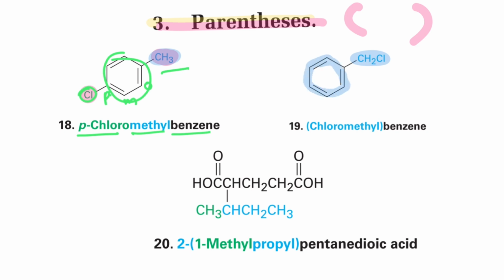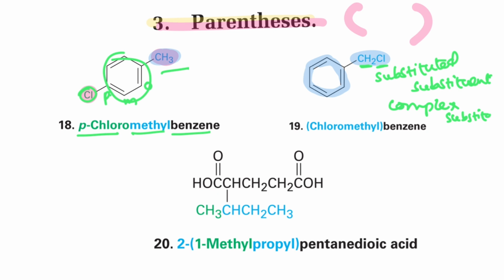Now, next compound we have, this is one substituent chloromethyl on this parent carbon chain. Chlorine is one substituent and this methyl is one substituent. Substituted substituent is known as a complex substituent. Therefore, a complex substituent is generally represented in this parenthesis, that is called (chloromethyl)benzene.